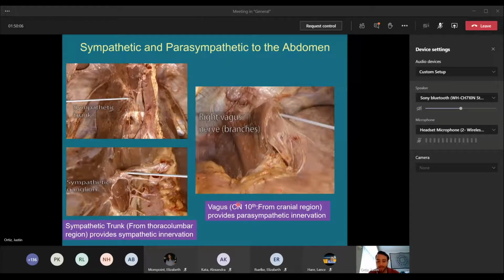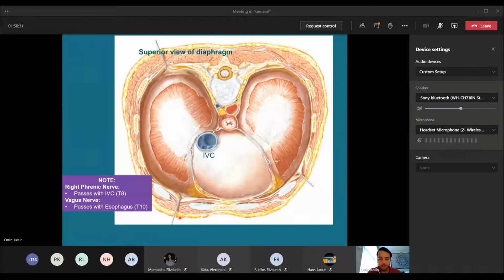So again, vagus, like I said, which comes from the cranial region, which is actually a cranial nerve, is going to provide parasympathetic innervation. And then you have your sympathetic trunk, which is going to do the sympathetic innervation coming from the thoracolumbar region, right? I just think it's nuts that the vagus nerve comes from the cranial region and goes all the way down and supplies your digestive tract. I just think it's amazing. Yeah, so that's what your vagus and your sympathetic trunk is coming from, your thoracolumbar region.